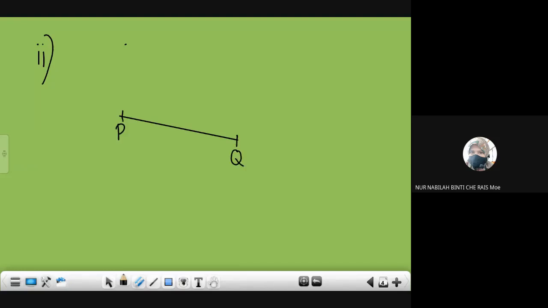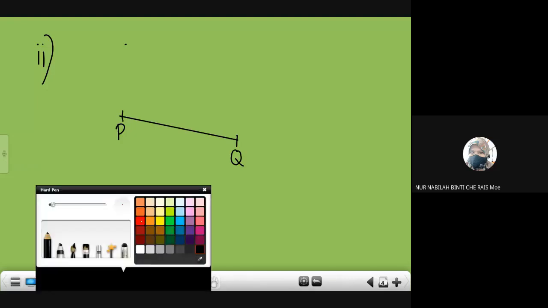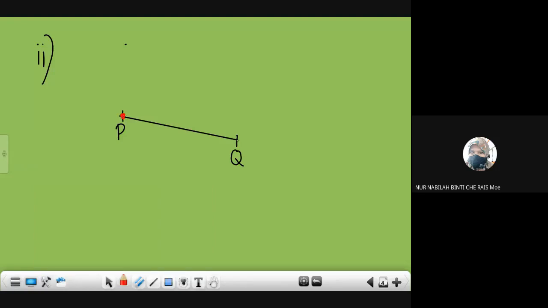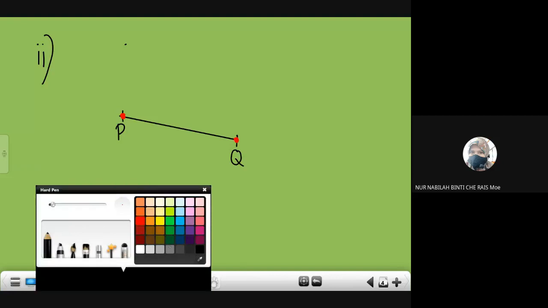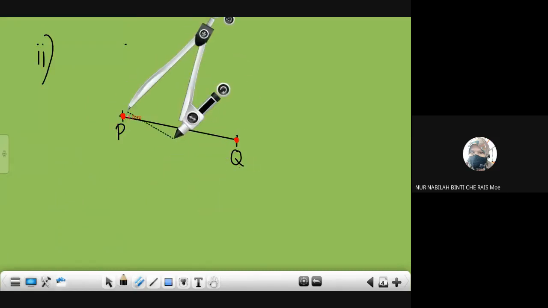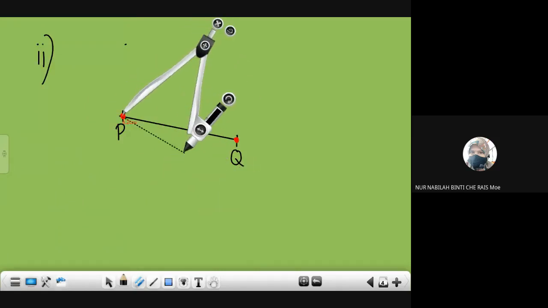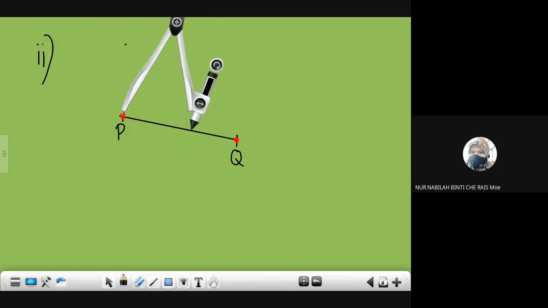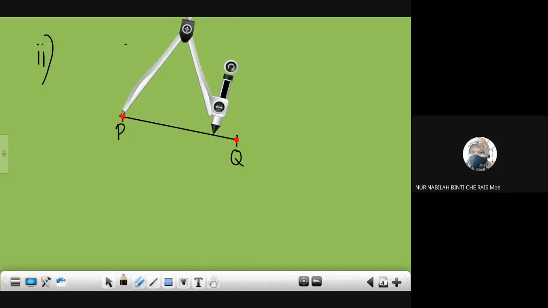So how to draw the perpendicular bisector? You must use these points. For this case, you have 2 points. This is 1 point and this is another point. So you must put your compasses here. You take your compasses and put them at P. And this one must be more than half. Like that. Okay, so you draw an arc up here and also down here.